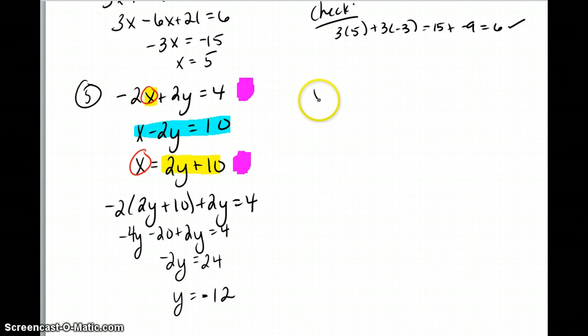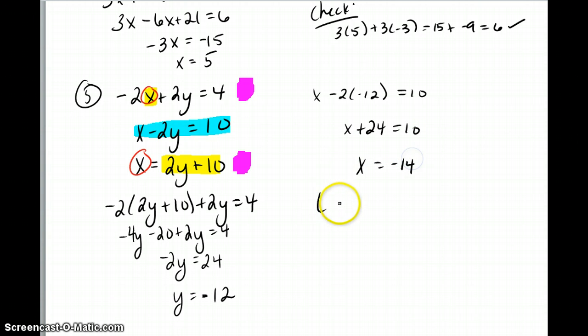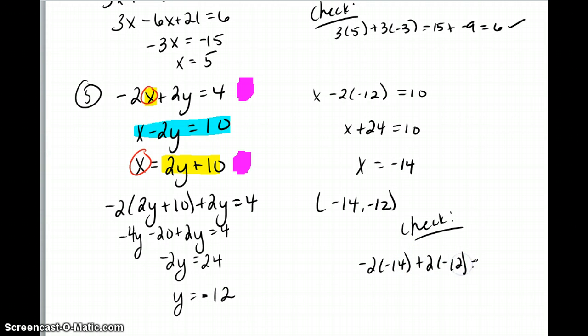All right, so let's plug this back in. x minus 2 times negative 12 equals 10. x plus 24 equals 10, so x equals negative 14. Let's make sure that works in the other equation. So negative 2 times negative 14 plus 2 times negative 12 has to equal 4. 28 minus 24 does equal 4. So negative 14, negative 12 is my answer.